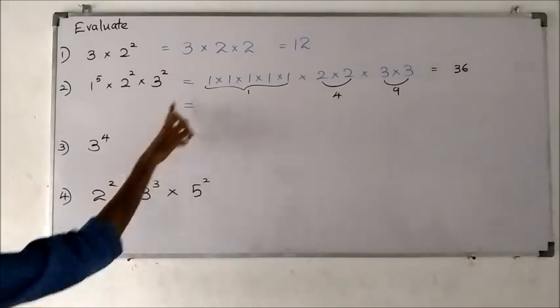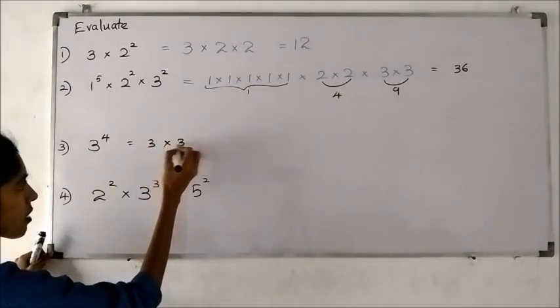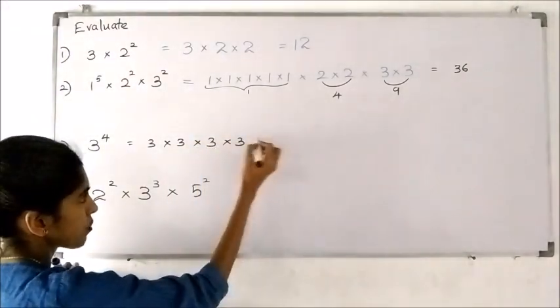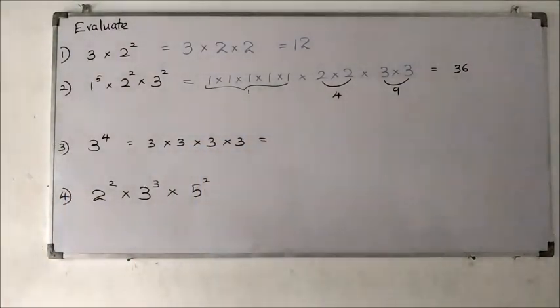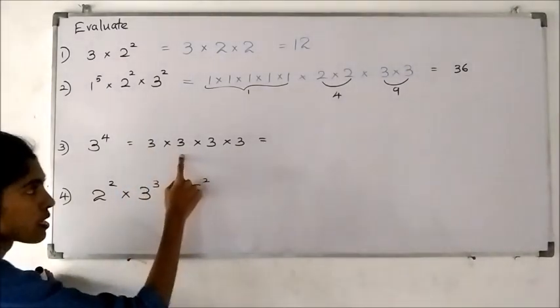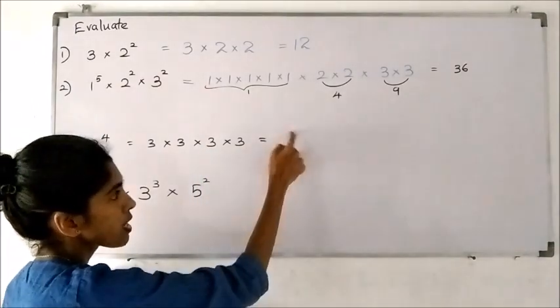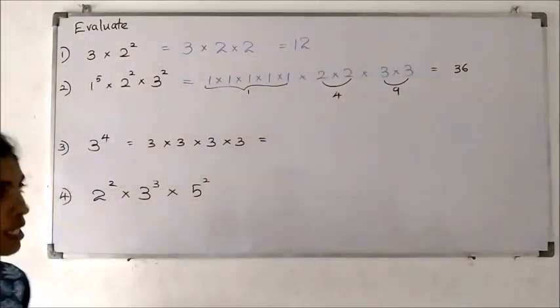Next, see 3 to the power 4. 3 should be repeated 4 times. Now children, as usual, if we multiply 3 times 3, 9. 9 times 3, 27. 27 times 3, 81. Like that we can get.